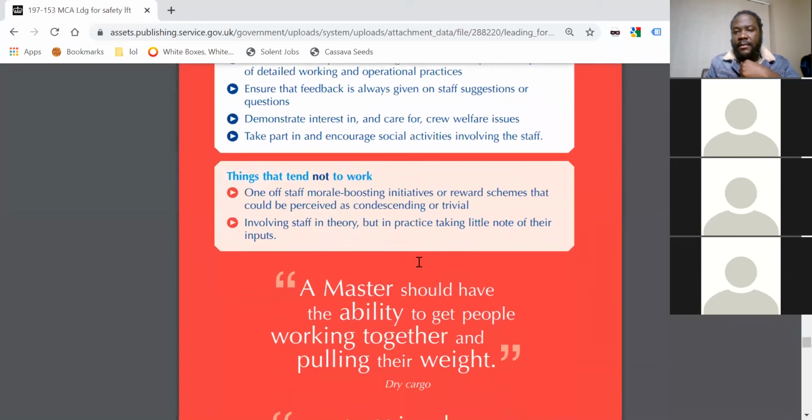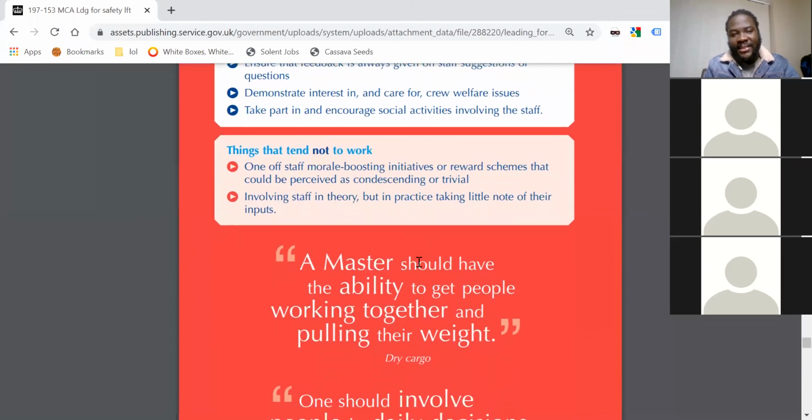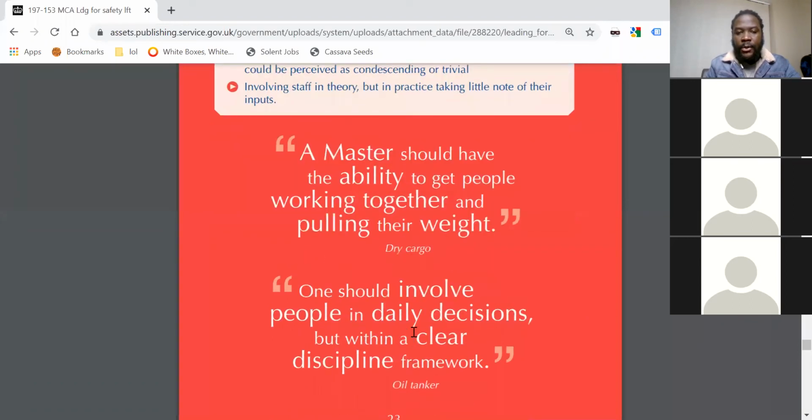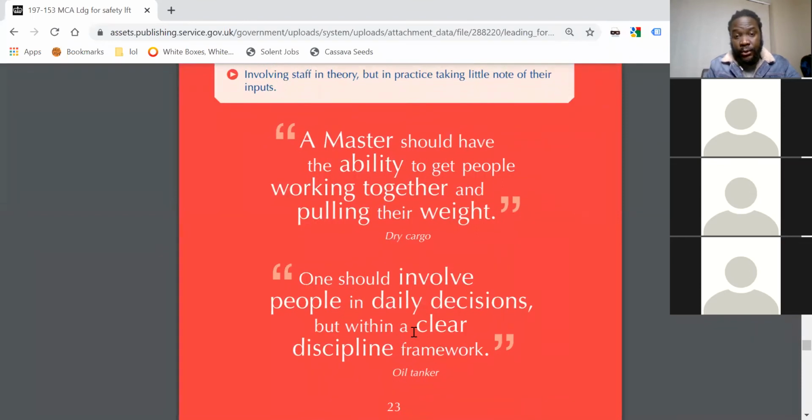Social activities involving the staff. Yeah, social activities are always good. You know what I mean? A master should have the ability to get people working together and pulling their weight. One should involve people in daily discussion, with a clear discipline framework.